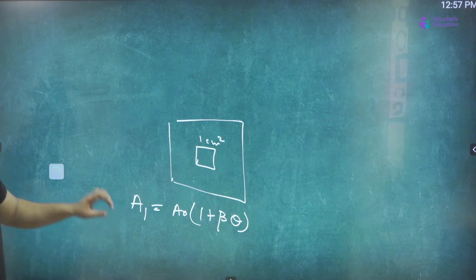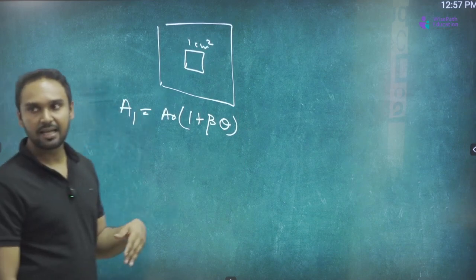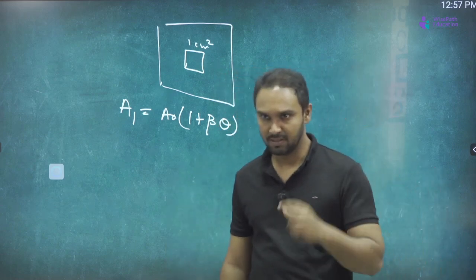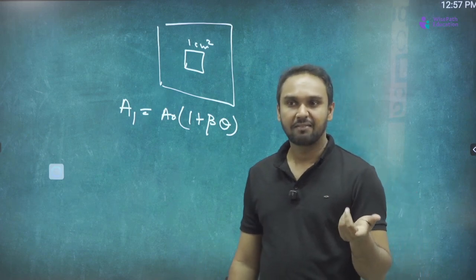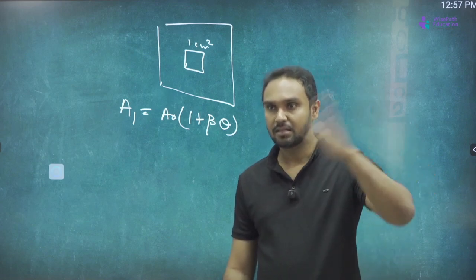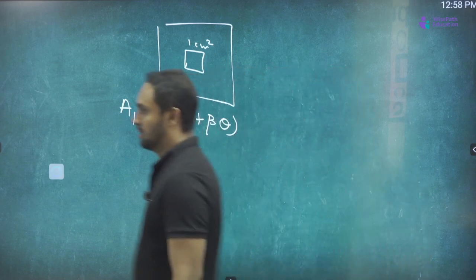The first thing is you have to understand if they are asking for delta A or A1. Delta A is the difference between the final and the initial, the amount that was extra increased. And A1 is the final area, the complete area expanded at the end.